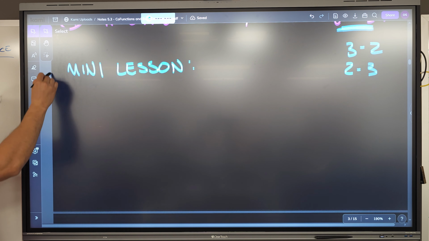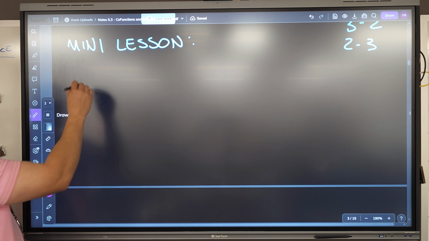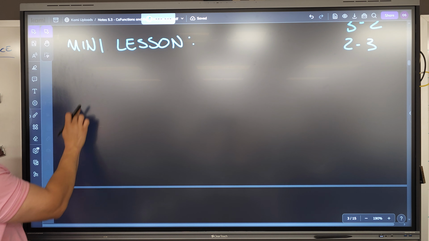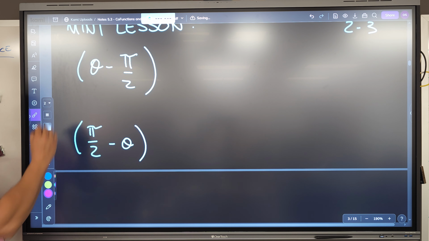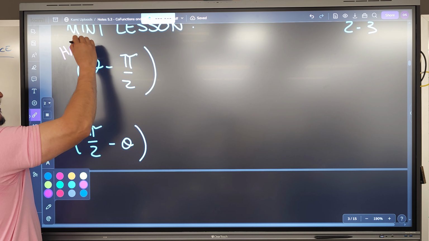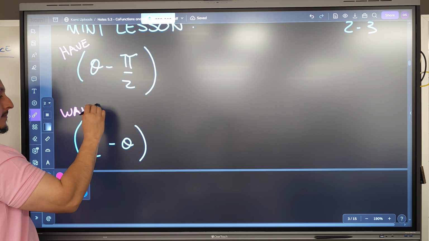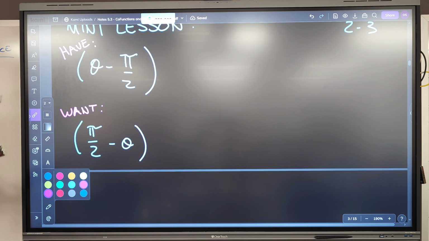Okay. The issue is this. I have theta minus pi over 2. That's what I have. But I want pi over 2 minus theta. In other words, this is what I have, this is what I want. Does that make sense? I'm going to teach you how to fix it. Every time it's the same exact process, so once you get one, they all fix the same.